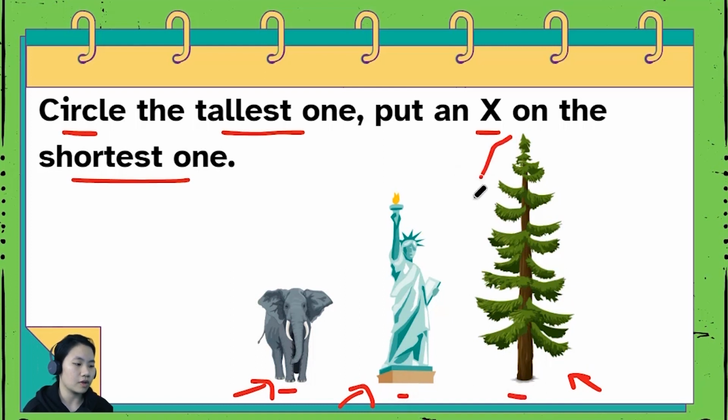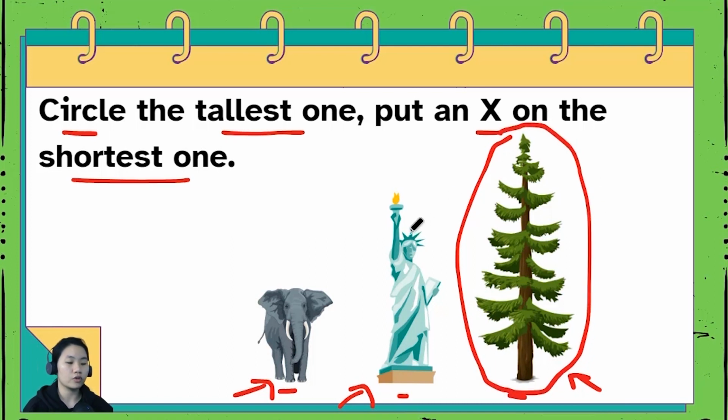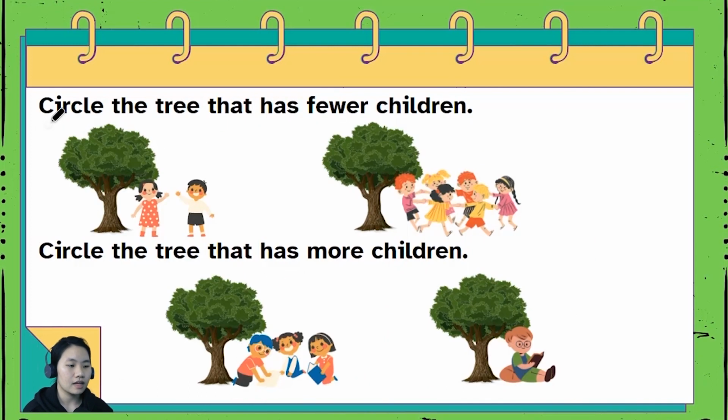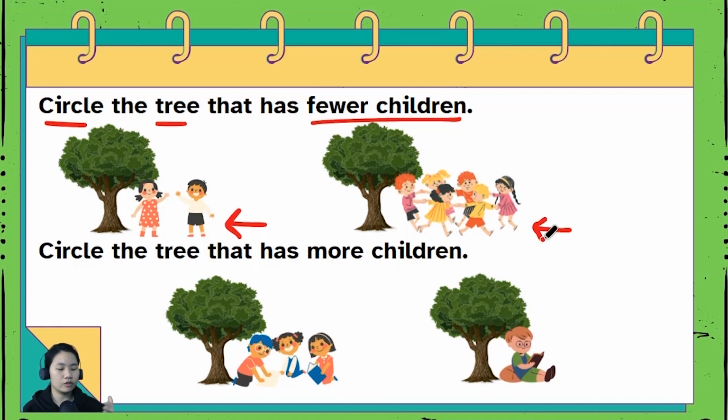So circle the tallest one. Circle the tree. Put an X on the shortest one. Which object is the shortest? It is the elephant. I'm going to put an X over it. Okay. Next up, circle the tree that has fewer children. So we have these children over here, and it's all about the numbers of the children. Well, you don't exactly have to count it. You just look at the image and you see which image has more children, okay?